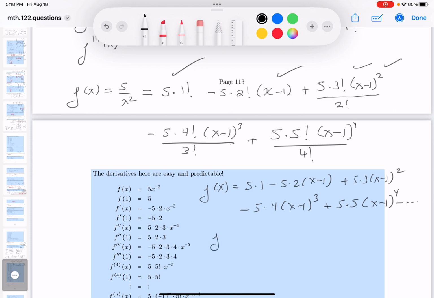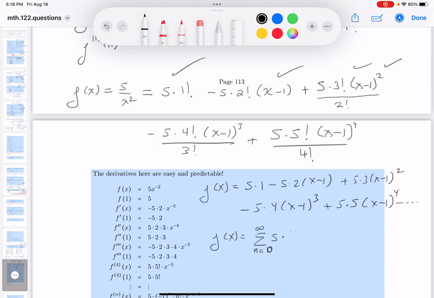And f of x is going to be a sum. Well, I definitely see a 5 in every single term. Then what do I see? I see this counting variable. I'm going to say n equals... I'm going to put a 1 down. You know what? I'm going to start with 0. And then I'll go to infinity.